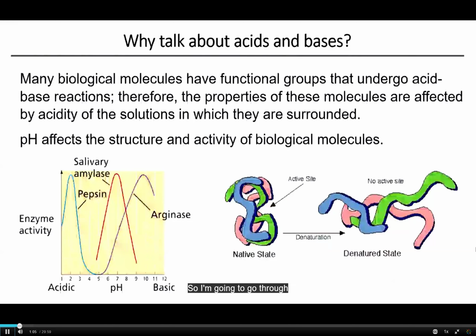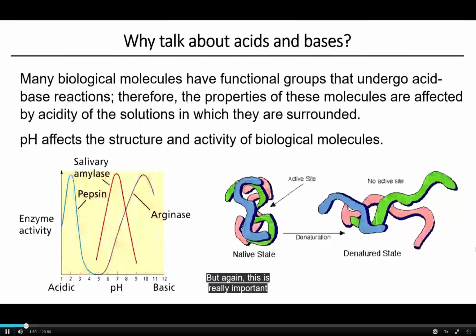So I'm going to go through just a quick review of acid-base chemistry, and we're going to come back to this topic again when we talk about amino acids in the next module. But I would go through some of your general chemistry notes about this, and ask as many questions as you can about this topic, to make you feel a little bit less nervous about acid-base chemistry.